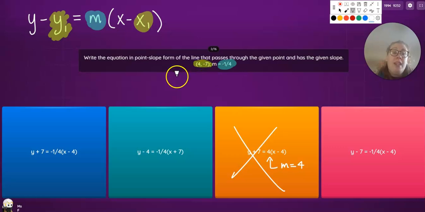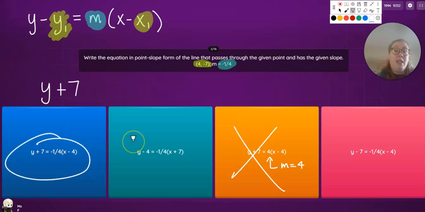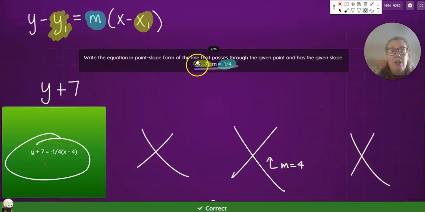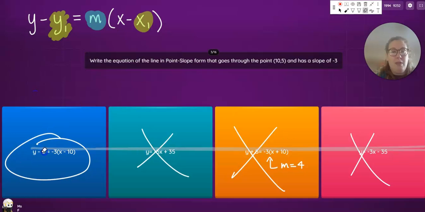Our y1 is negative 7, so it's going to look like y plus 7. Remember that it's always going to be the opposite sign after it's plugged in to our point slope form. So that is the only one that has y plus 7, so we're good. And we can select that option and go to the next problem.